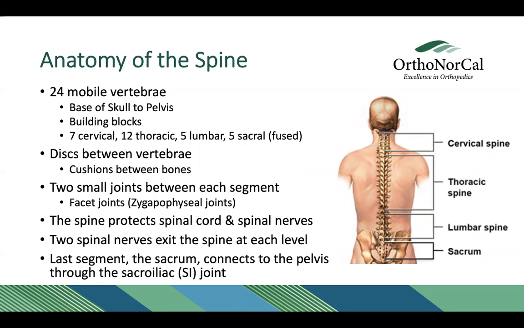They're the source of herniations at times. There's also 2 small joints between each segment. We call them facet joints because they look like the facets of a cut gemstone, but the real name is zygapophyseal joints. So we call them facet joints because that's a big word that even physical therapists and doctors don't like to say. The spine protects the spinal nerve and spinal cord, in addition to providing structure to the human body. There are 2 spinal nerves that exit the spine at each level. And the last segment, the sacrum, connects to the pelvis through the sacroiliac joint, which is also a potential source of low back pain. We had a separate webinar just on that subject that I think might still be available on our website.